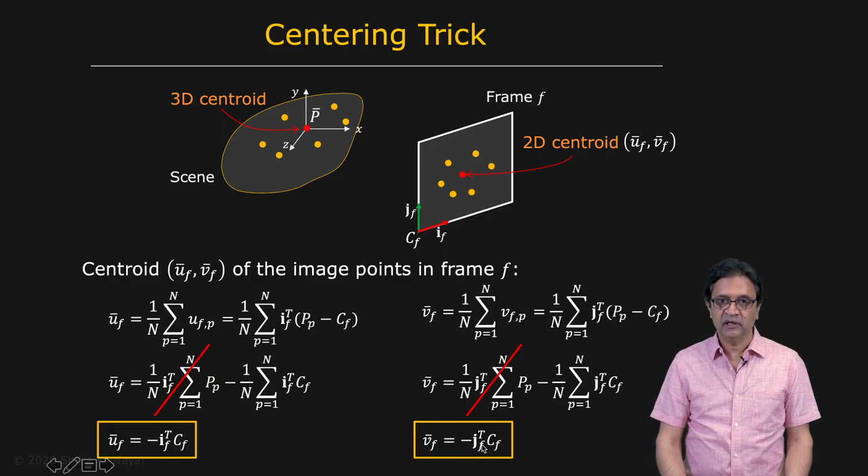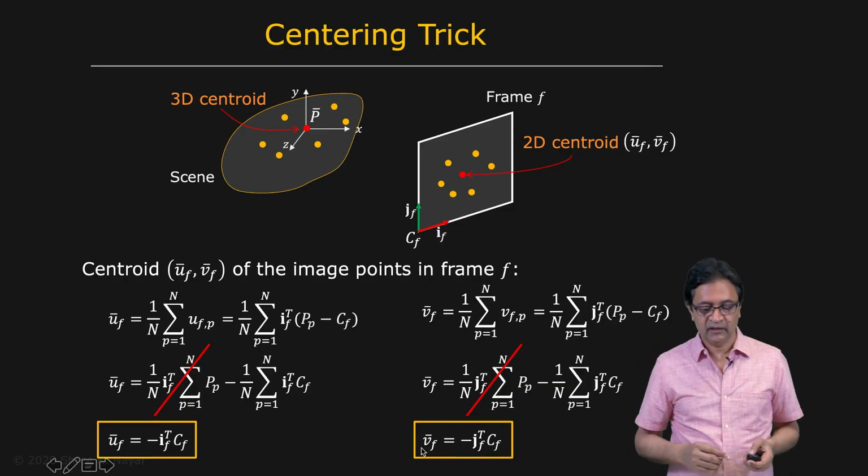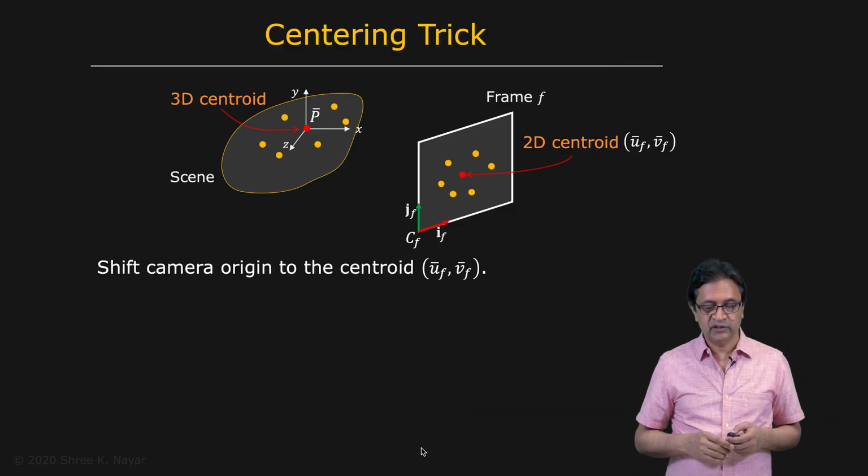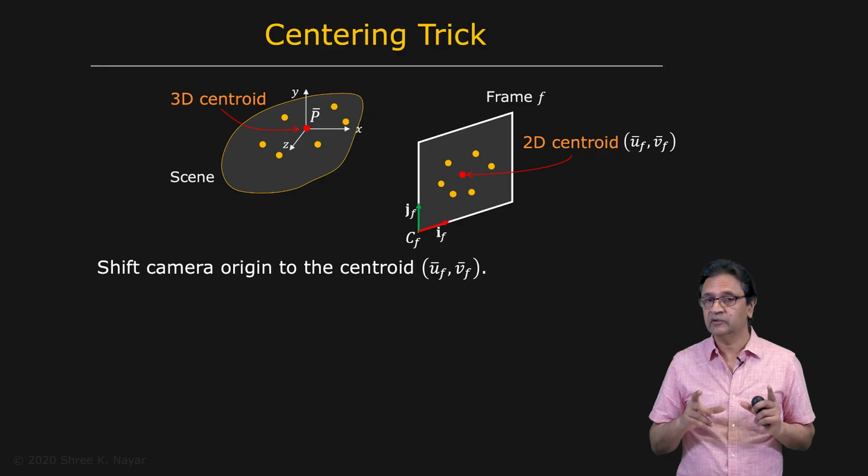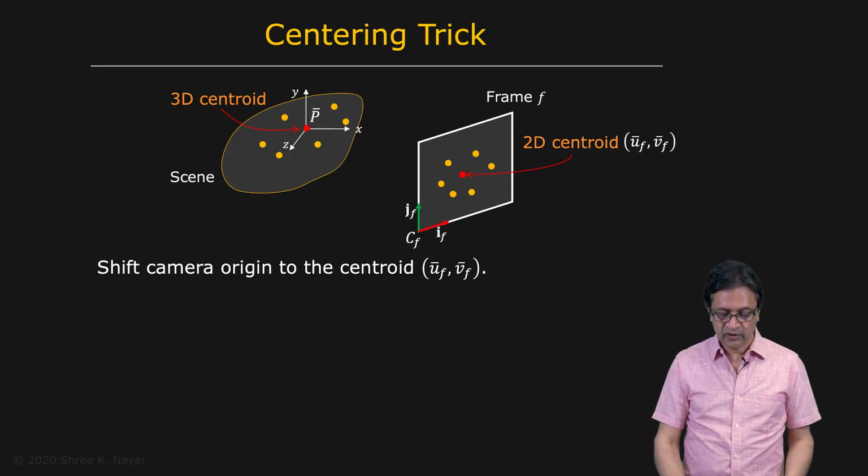So what that says is that the U and V components of the centroid of your feature points is not a function of the locations of the scene points, P. It is independent of those. So that gives us a little bit of an insight, which is basically that it would be helpful to shift the origin of the camera to the centroid, U bar, V bar. So we move this origin, this frame right here, to the centroid.